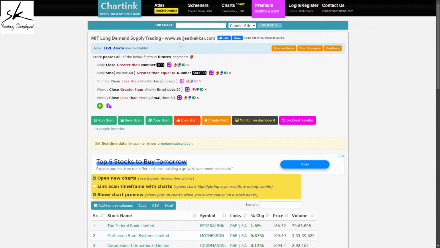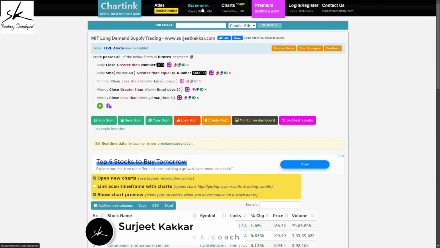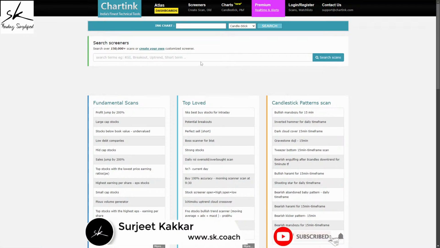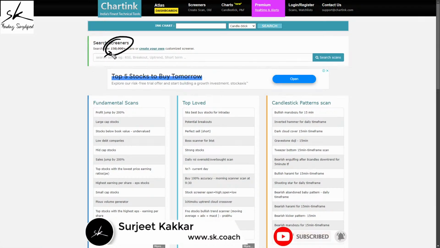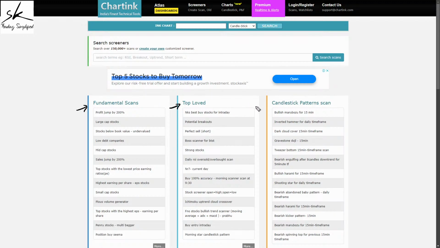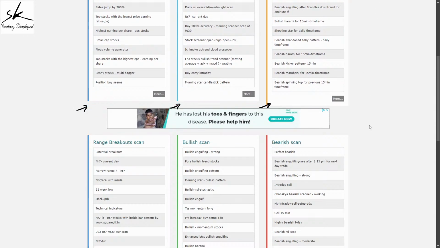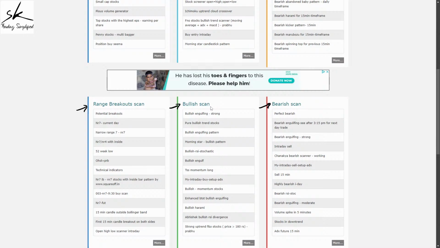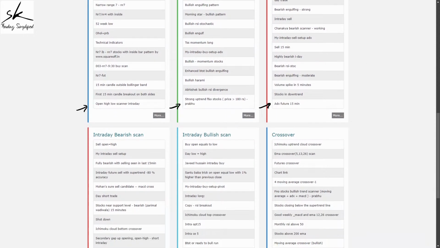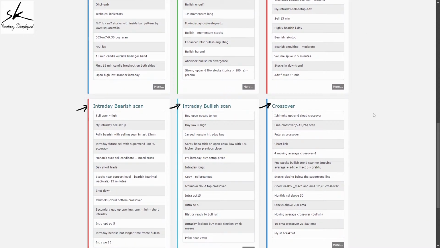Plus, this is not the only screener available to you. If you go to the screener section on this website, you can see you have over 150,000 scanners available to you. Some are based on fundamental analysis. Then you have candlestick patterns, range breakouts, your bullish scan, your bearish scan, intraday bearish, intraday bullish, crossovers. So you have n number of scanner screeners available to you. And this is just one website.